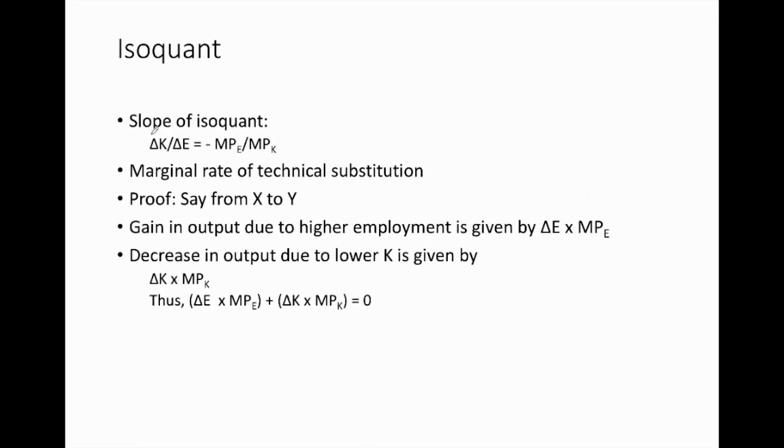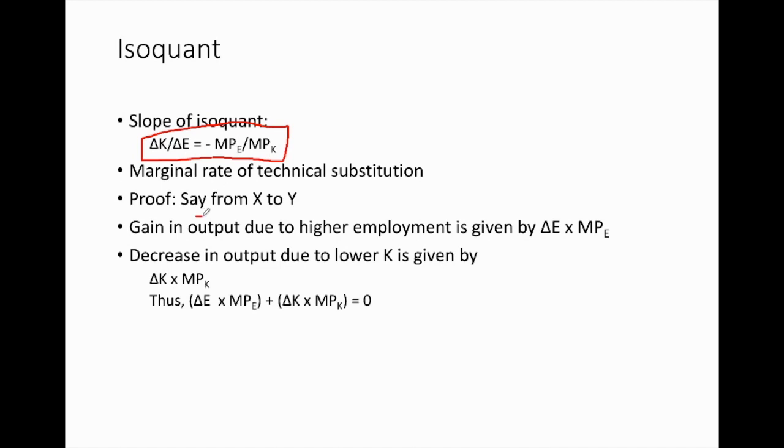Now let's compute the slope of the isoquant. The slope of the isoquant is given by the change in K, capital, over the change in labor, E. If we do the calculation, the following is the slope of the isoquant. It is given by the marginal product of worker over the marginal product of capital. And we get this negative sign because the isoquant curve is a downward sloping curve. The slope of the isoquant is also known as the marginal rate of technical substitution, or MRTS. The slope of the indifference curve is the marginal rate of substitution, MRS.